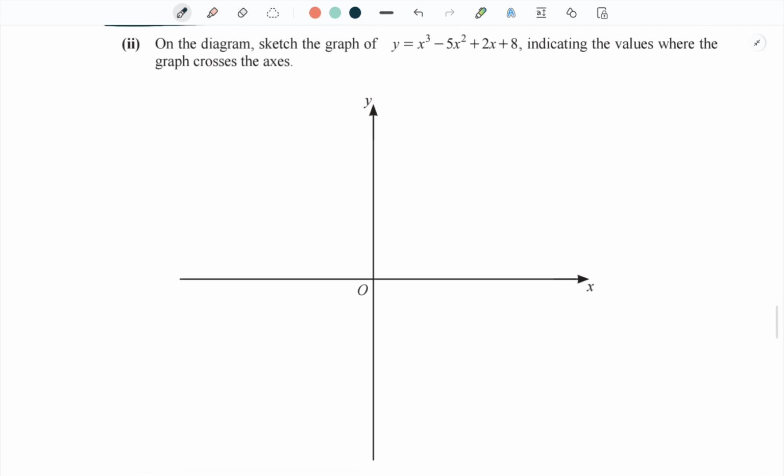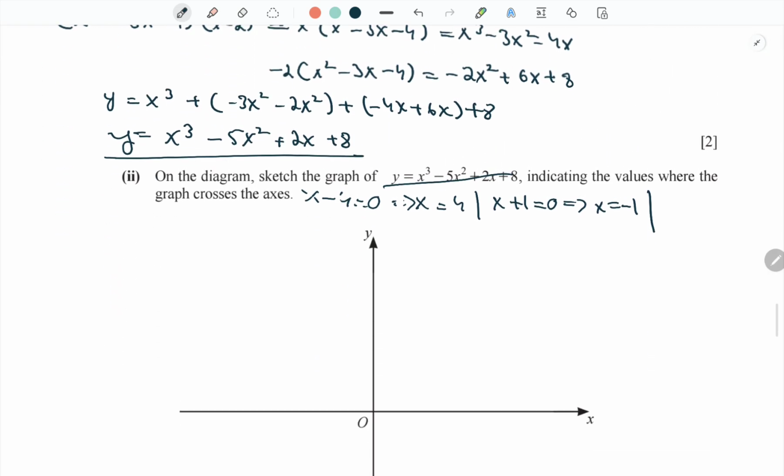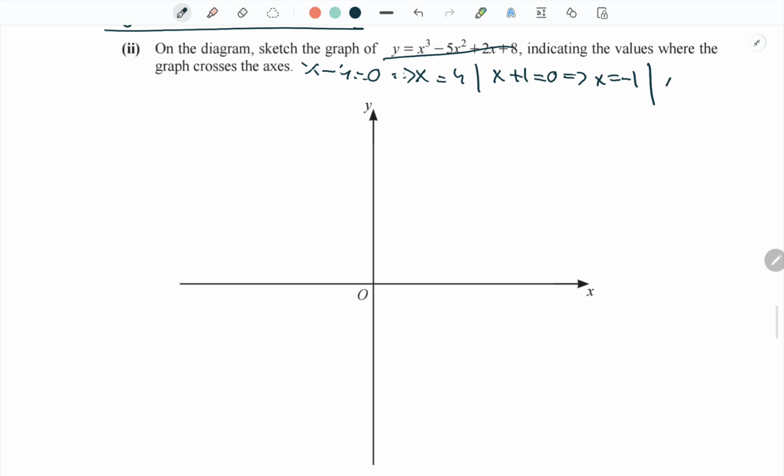So on the diagram, sketch the graph indicating the values where the graph crosses the axis. First we set y equals to 0. So x minus 4 equals 0, that means x is 4, right? Now x plus 1 equals 0, so x equals negative 1. And the third one is x minus 2, that means x equals 2, right? I'm just directly doing this.